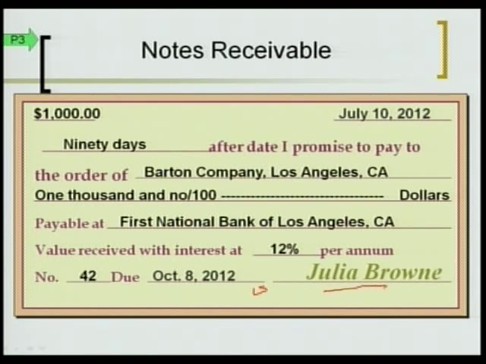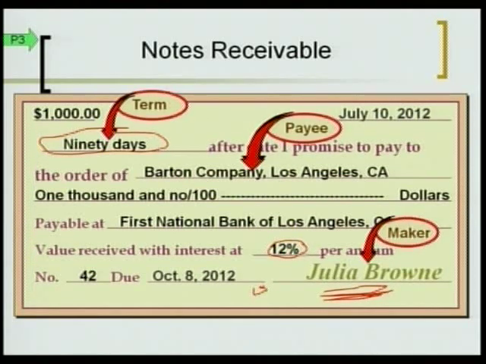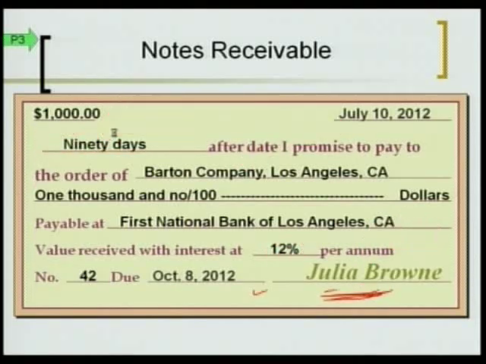So, at the bottom here, it's signed. You have an interest rate. You have the terms of it, correct? You have all these things that are written down and formalized. You would not have this with an accounts receivable. The payee is the one who will receive the money in the future. The maker of a note receivable is the payor, the one who will be having a cash outlay in the future. Okay, so you should be familiar with those terms.